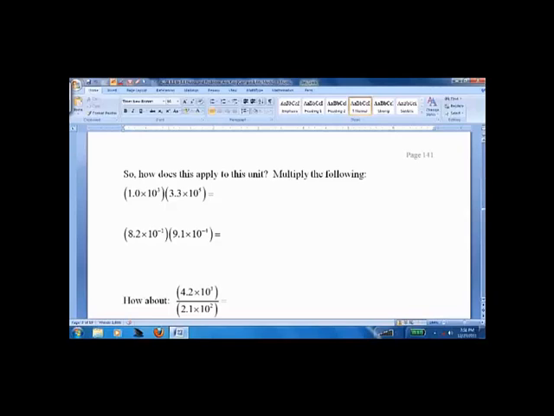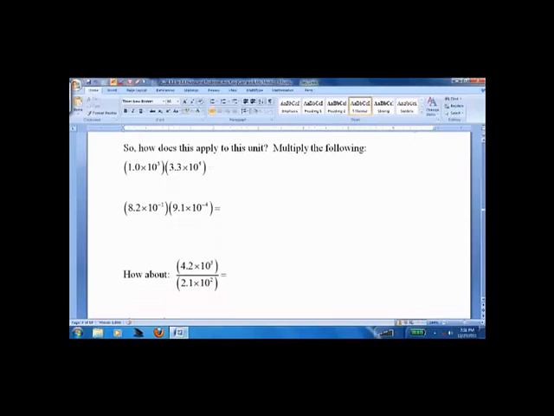So how's this apply to the unit? Well, those times 10 to the something are actually exponents. So if we were multiplying them, what we could easily do is 3.3 times 1.0 is 3.3. And then times 10 to the third times 10 to the fifth is times 10 to the 8th. How do we get 10 to the 8th? 10 to the third times 10 to the 5th.